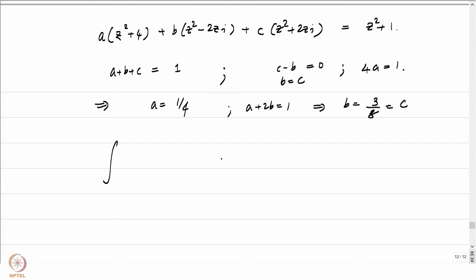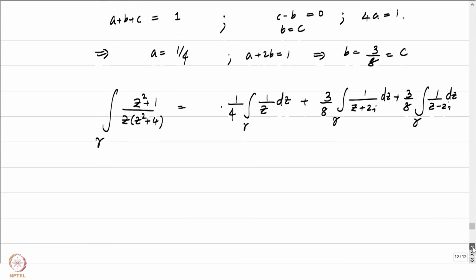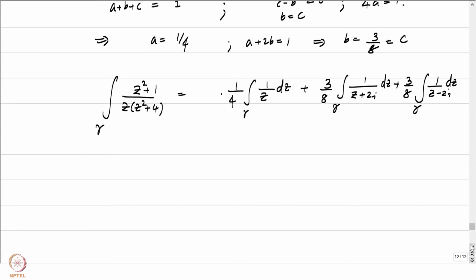Therefore, the integral of (z² + 1) / (z(z² + 4)) is going to be equal to 1/4 times the integral over gamma of 1/z dz, that's the first term, plus 3/8 times the integral over gamma of 1/(z + 2i) dz, plus again, c is 3/8, the integral of 1/(z − 2i) dz over gamma. So this is precisely writing the integral as the sum of these three terms.